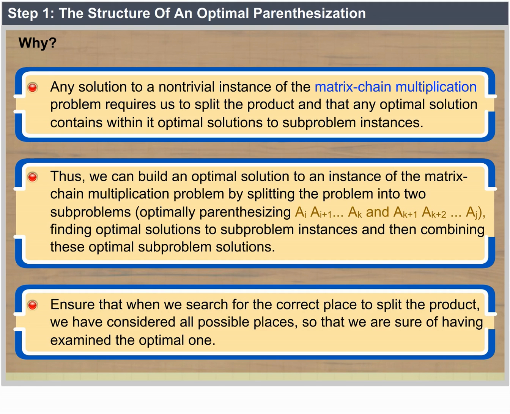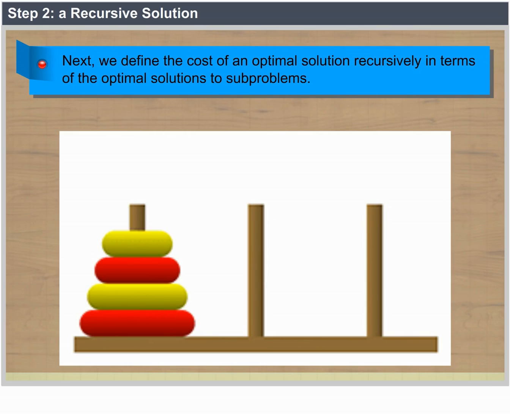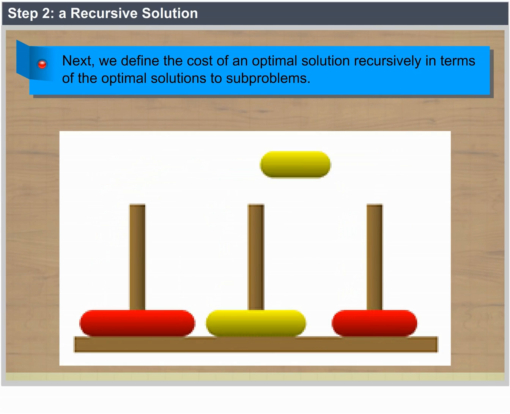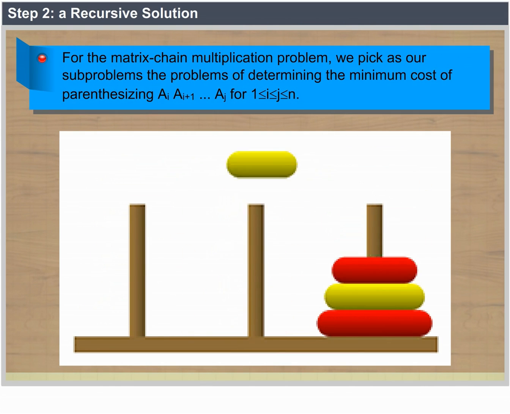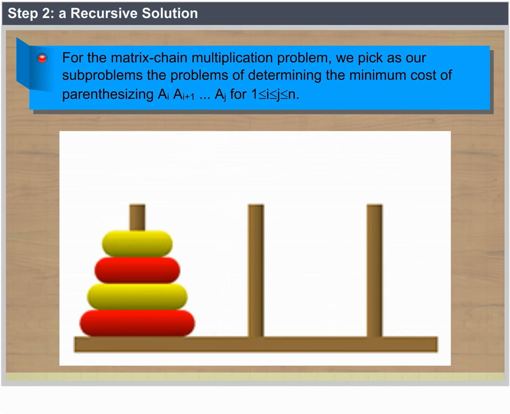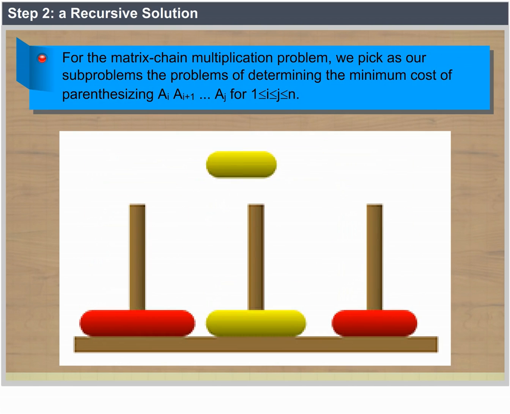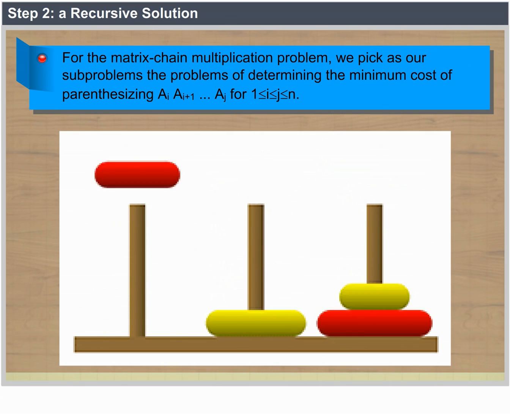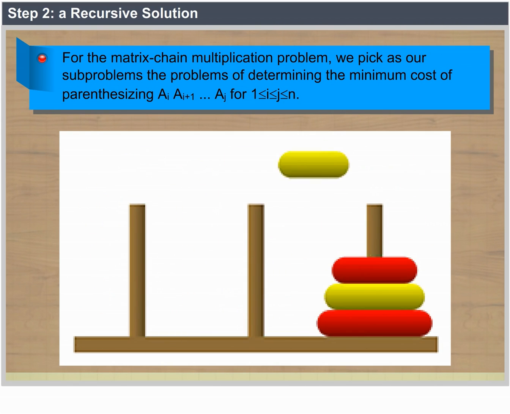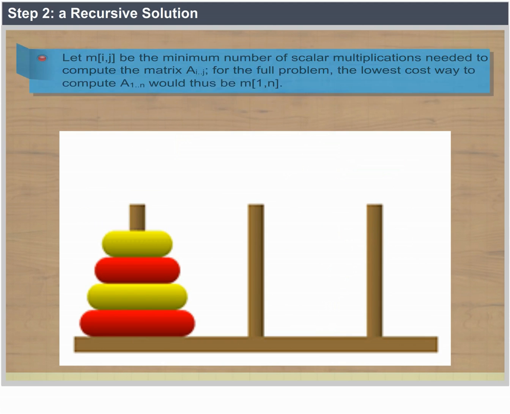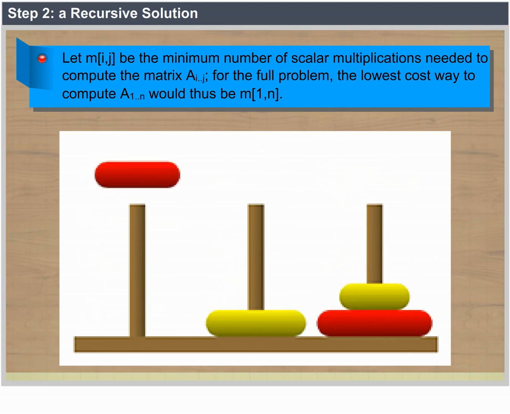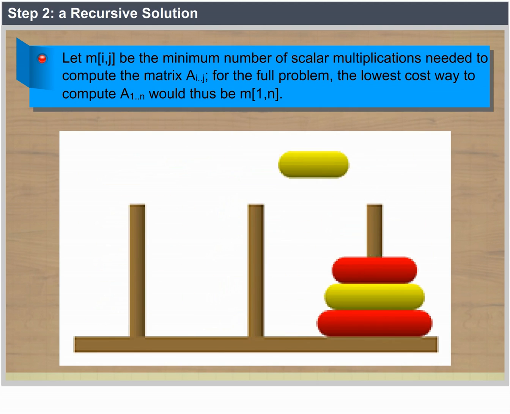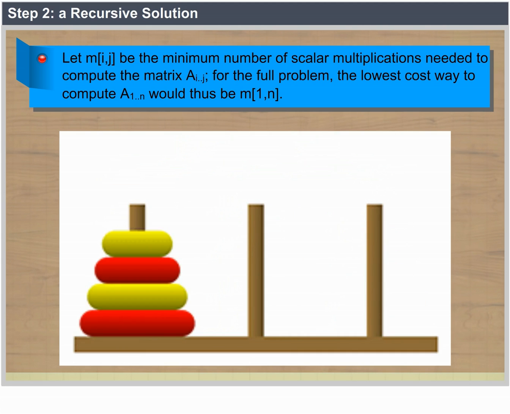Step 2: A recursive solution. Next, we define the cost of an optimal solution recursively in terms of the optimal solutions to subproblems. For the matrix chain multiplication problem, we pick as our subproblems the problems of determining the minimum cost of parenthesizing A_i up to A_j for 1 ≤ i ≤ j ≤ n. Let m[i,j] be the minimum number of scalar multiplications needed to compute the matrix A_{i..j}. For the full problem, the lowest cost way to compute A_{1..n} would thus be m[1,n].